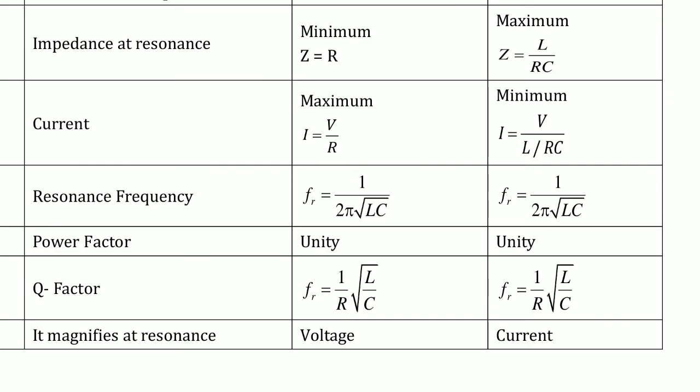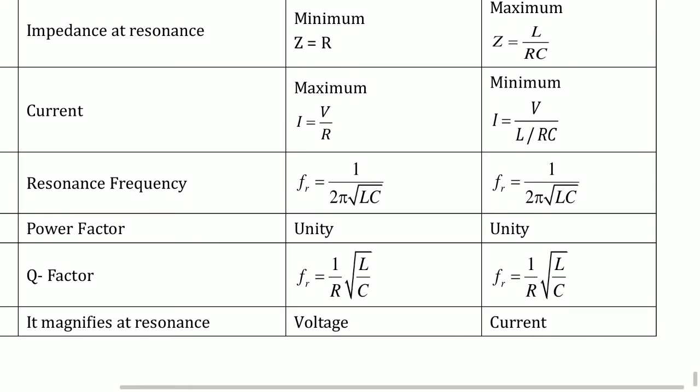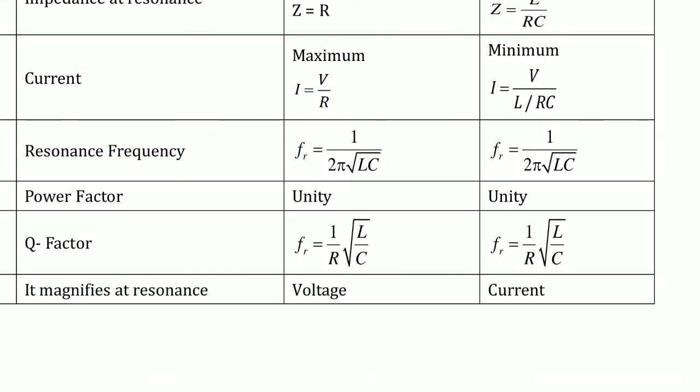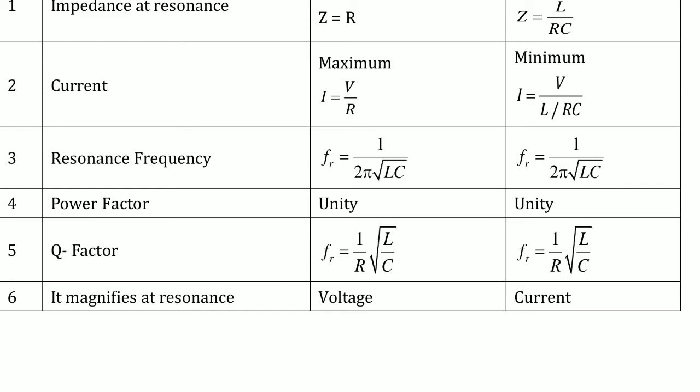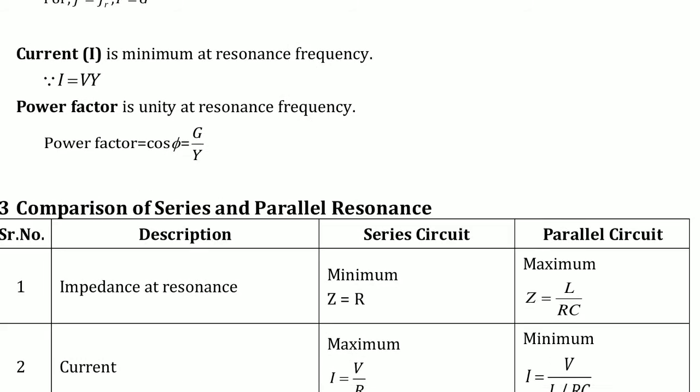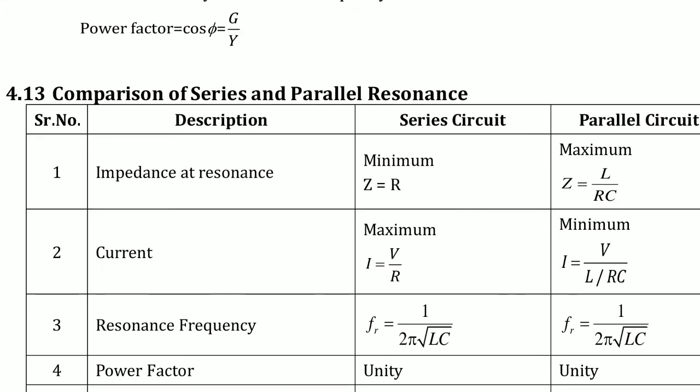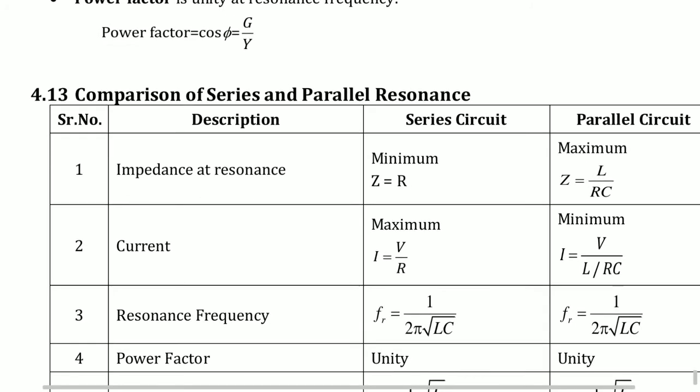The quality factor tells how many times it magnifies. In the parallel circuit, it tells how many times the current is magnified, and in the series resonance circuit, how many times the voltage is magnified. At resonance, in the series circuit the voltage is magnified, and in the parallel circuit the current is magnified. This is the comparison of series and parallel resonance circuits.